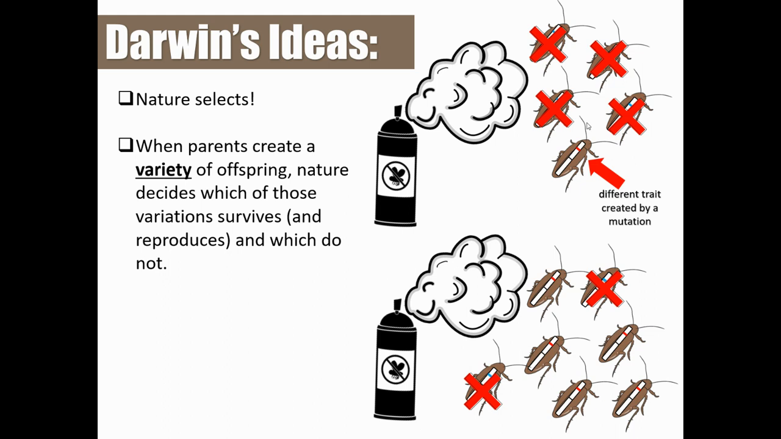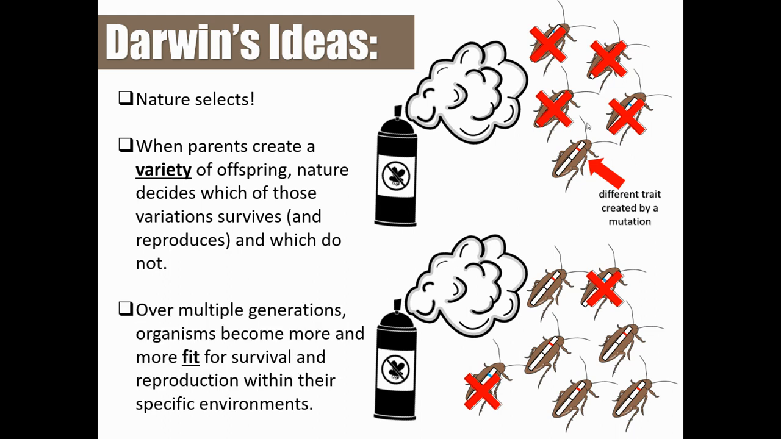And so if we go to a third generation, we're going to see that the red allele is going to show up more, the blue allele is going to show up less, and so this creates a change over time in generations, which is known as evolution. So over multiple generations, organisms become more fit for survival and reproduction within their specific environments.